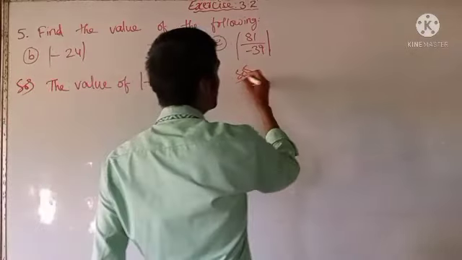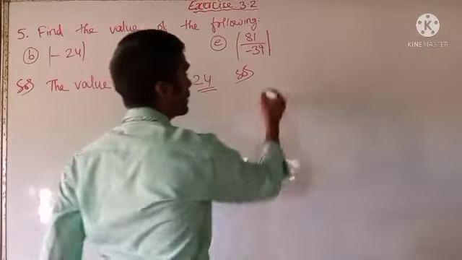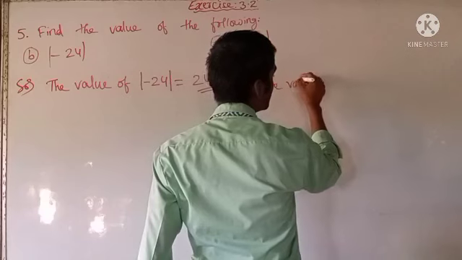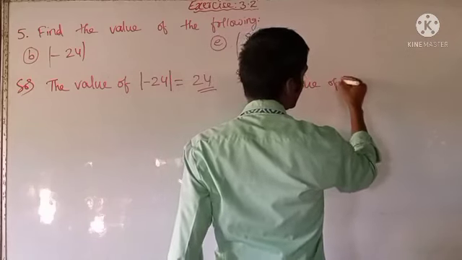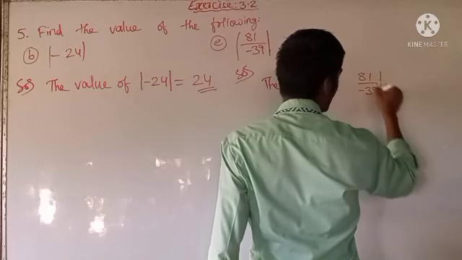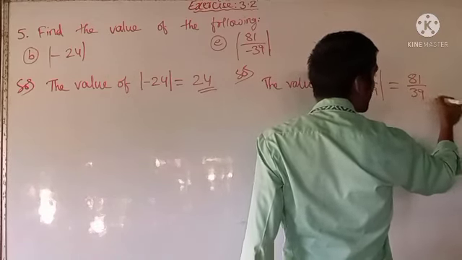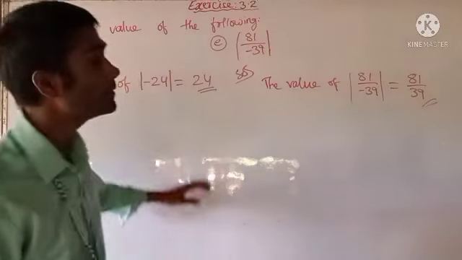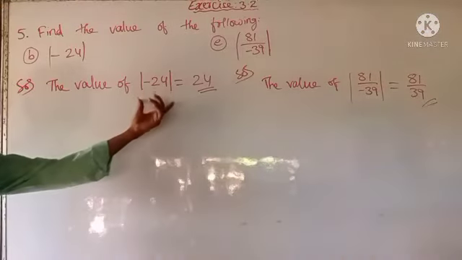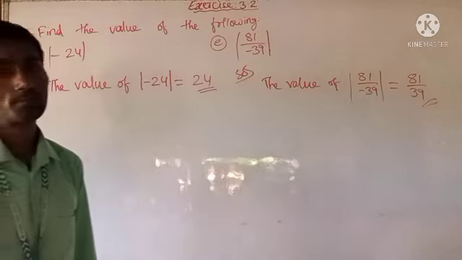In the same way for option E, that is the absolute value of 81 by minus 39, we can write here the absolute value of 81 by minus 39 is equal to 81 by 39 itself. So in this way we can write the absolute value of any given number. Now let me show you question number 6.